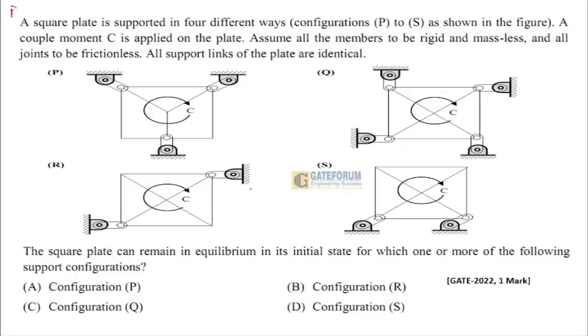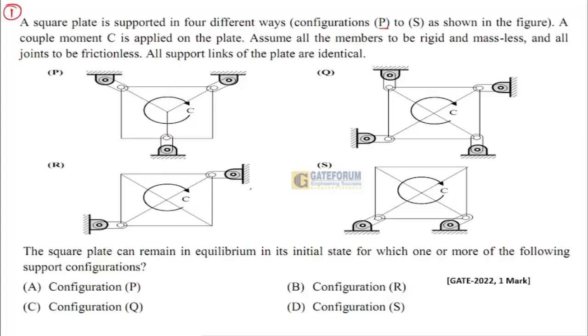Moving on to the very first question. A square plate is supported in 4 different ways with the configuration P to S as shown in the figure. A couple moment C is applied on the plate. Assume all members to be rigid and massless and all joints to be frictionless. All support links of the plate are identical.